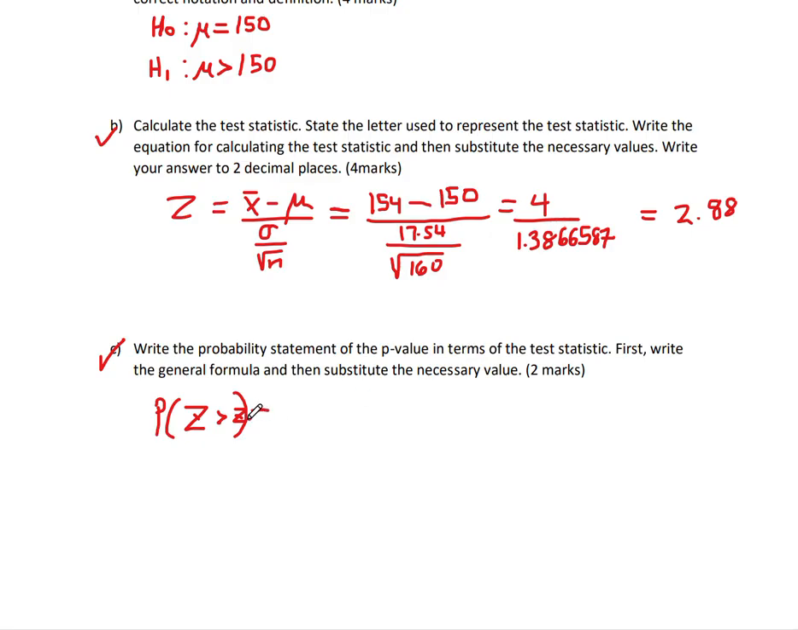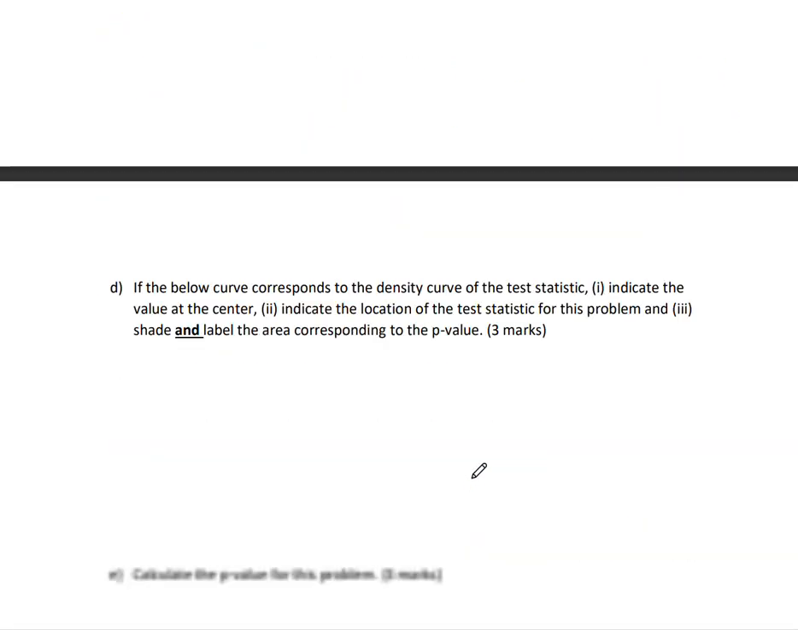Okay, so this would be equal to the probability that large Z is greater than, and we're just going to substitute the value for small z, which is the calculated value or test statistic value, 2.88. And that satisfies this question. That's the probability statement for the p-value. The p-value is the probability value that is associated with this test statistic. All right, that takes care of that.